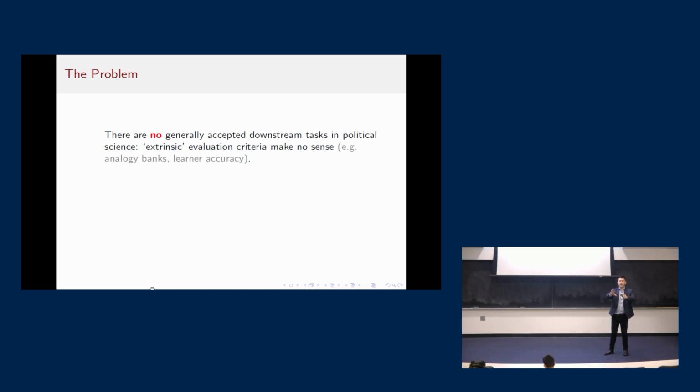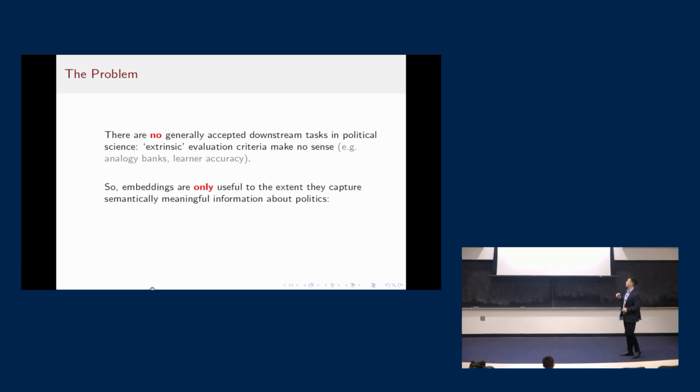So who's here from CS? Great. In CS you might say, well, we know what analogies are, because humans have put together these analogy banks. And so we can evaluate an embedding by looking at whether the analogies it comes up with match what humans think are analogous concepts. In general, we think that's not something that's possible in social science.